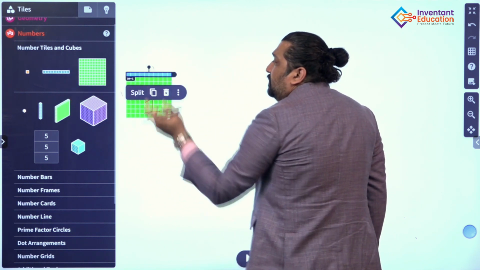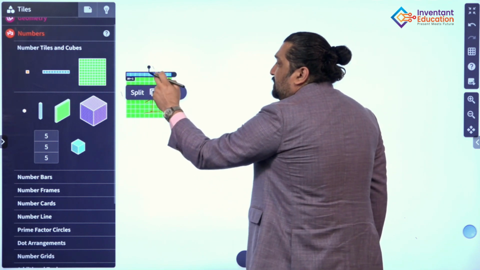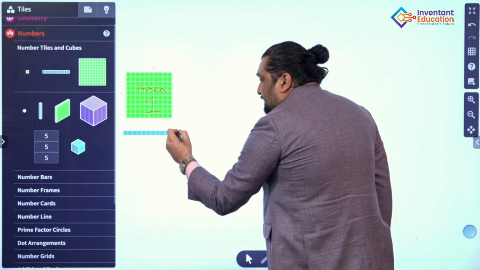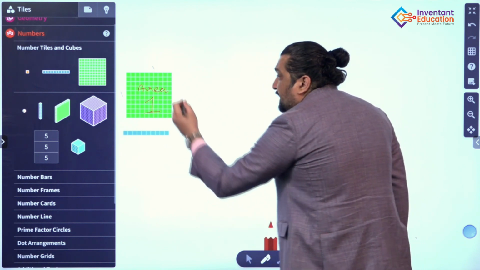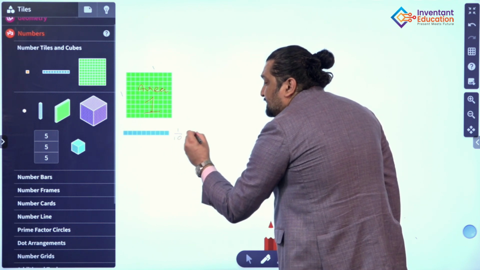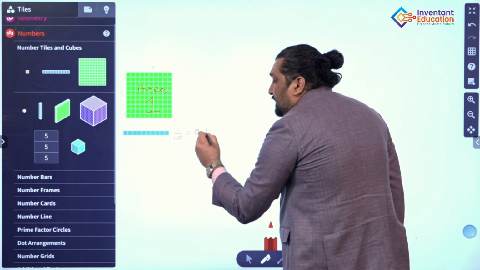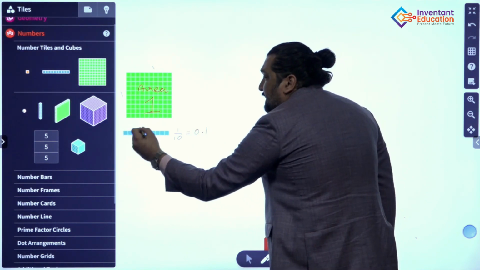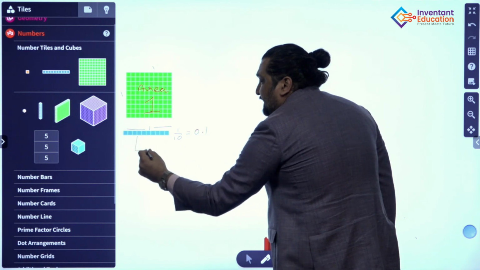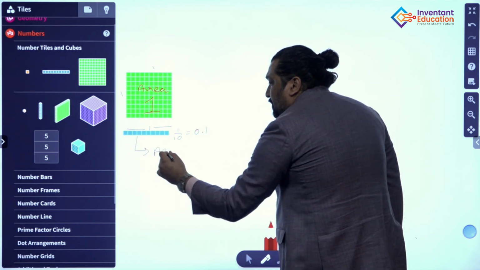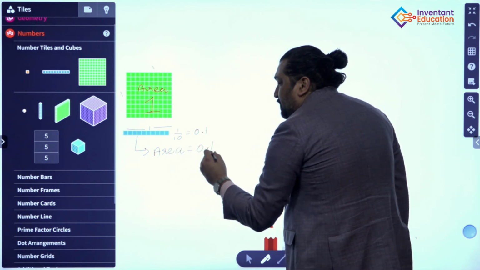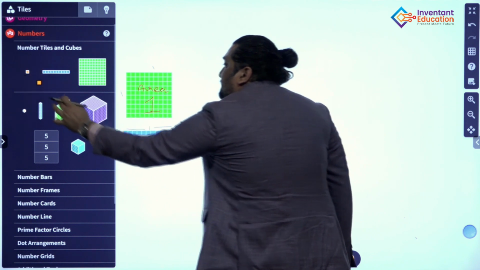Now consider this blue strip. This is 1/10th part of this, so I'll drag it here. This is the 10th part of my square. So 1 upon 10, which is 0.1. Now if you see the dimension, it is 0.1 by 1. So the area of this rectangle will be 0.1.